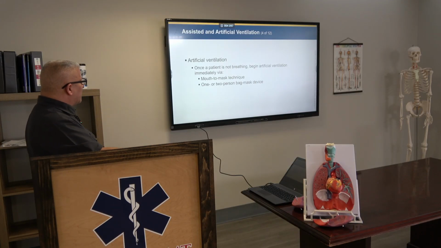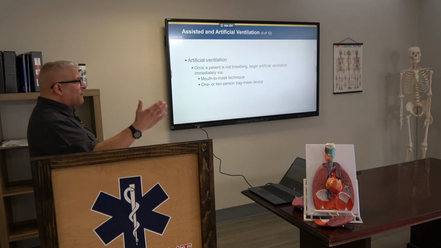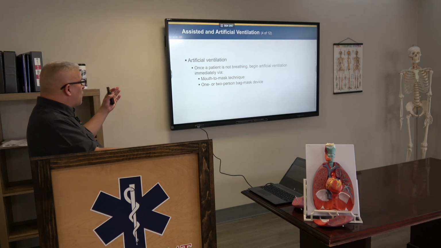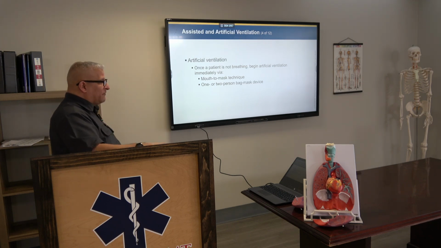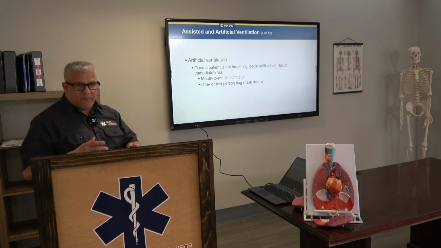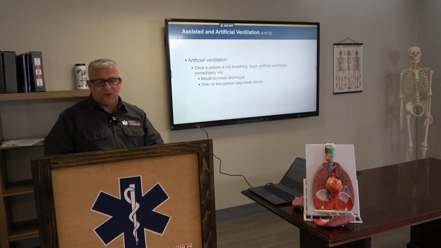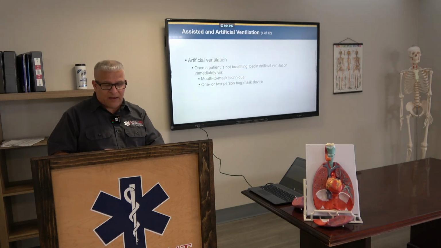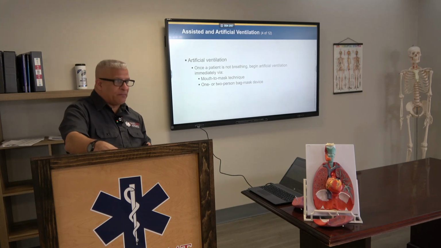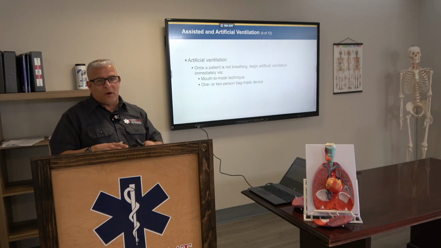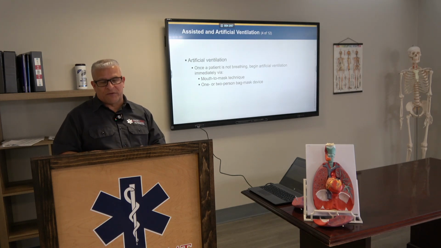So artificial ventilations, we can use a mouth to mask. It's a pocket mask with a one-way valve. We can use that, or we can use the 1 to 2 person bag mask device. The BVM bag valve mask device is designed for 2 people. One person gets a good seal with the mask, the other person squeezes the bag. But the way we use it, because we're limited on manpower in the back of the ambulance, one person will primarily be ventilating with the BVM.